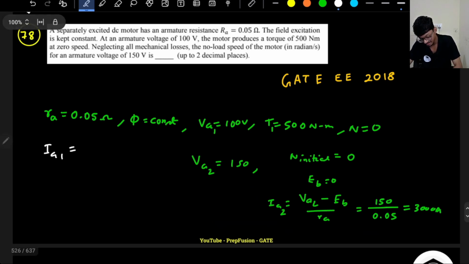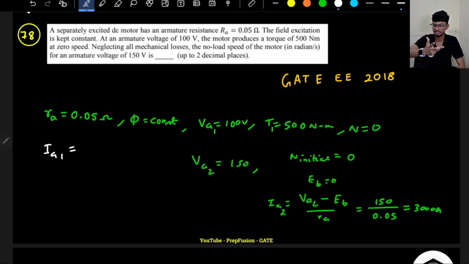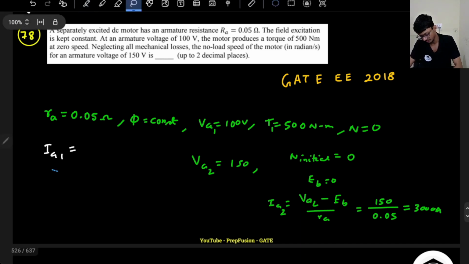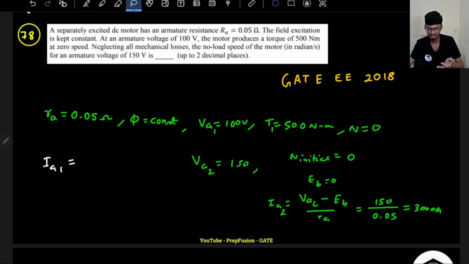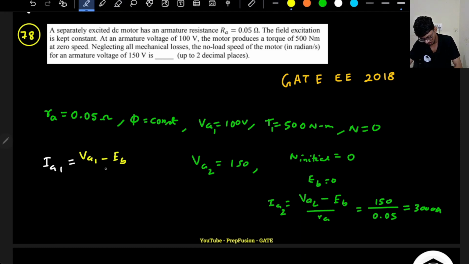IA1, again, if the speed is in force, of course you will say how is the speed 0 if there is some torque, right? So the assumption is that initially we are talking about the initial speed, so this is the initial current. After that of course the speed will increase, so the IA current also will reduce. So IA1 is equal to VA1 minus EB divided by RA.